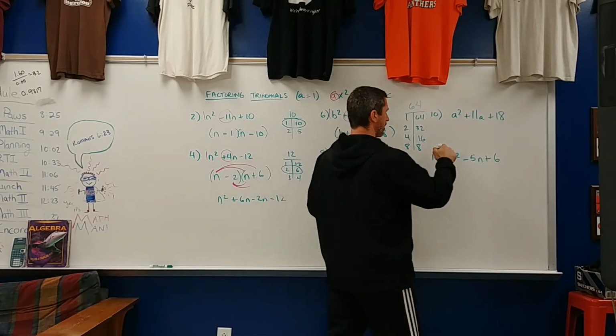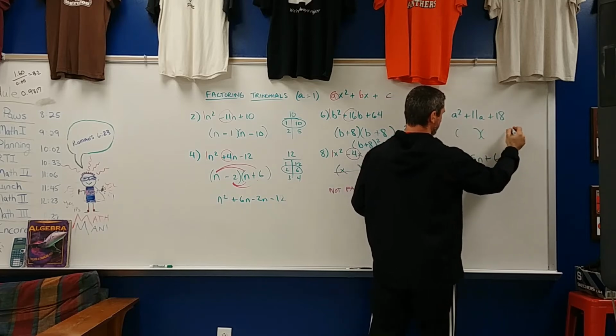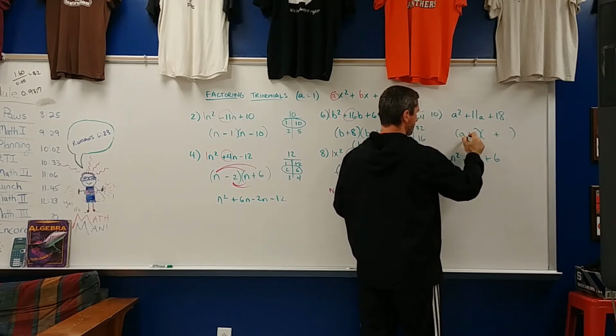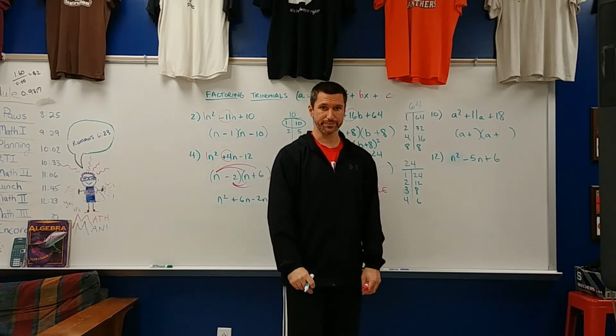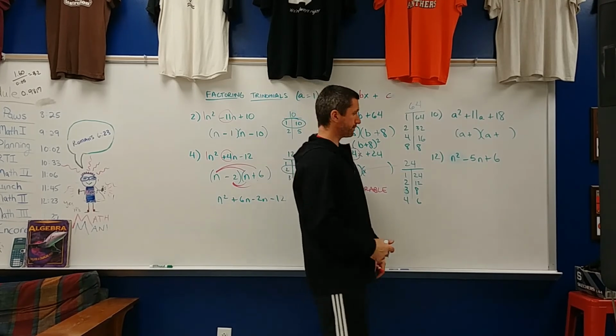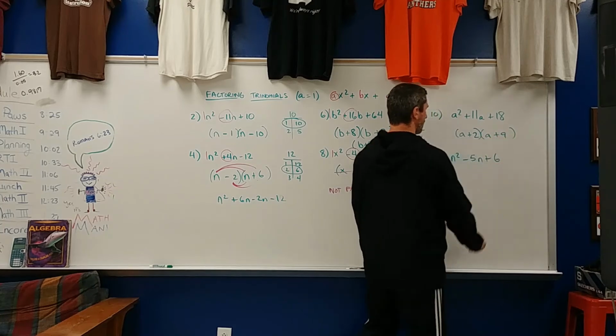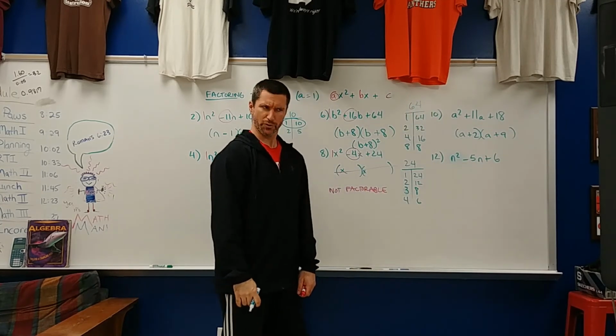Number 10. Plus here, plus there. Write them down. A squared is A times A. You should be able to breeze through this one. Two numbers that multiply to 18 and add to 11. 2 and 9. Can we move on? Okay.